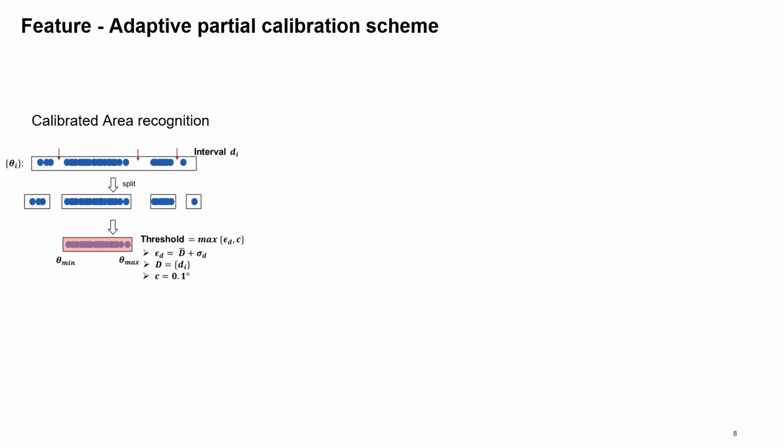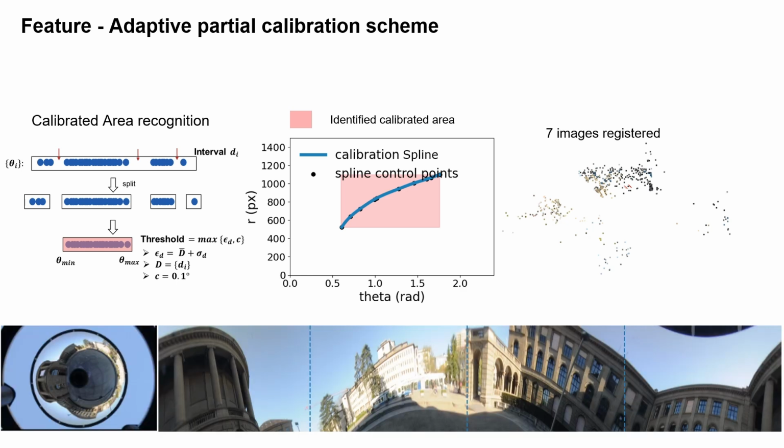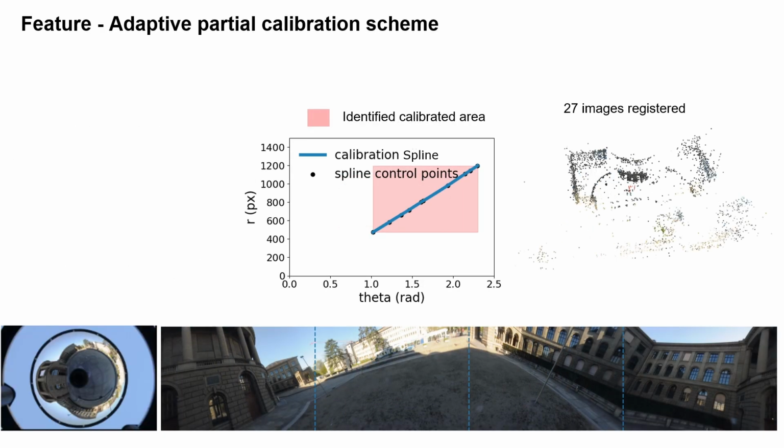Another feature is an adaptive partial calibration scheme. In order to remain robust to bad distortion estimations due to sparse data points, we only calibrate the region where there are sufficient constraints. We update the calibration map when the calibrated area grows. Let's see an example. At early stage, we only have sparse data points and thus bad calibration estimation. However, with more images registered, we are able to improve the calibration estimation and also the reconstruction. This feature helps us to bootstrap a more complete calibration map and scene geometry.